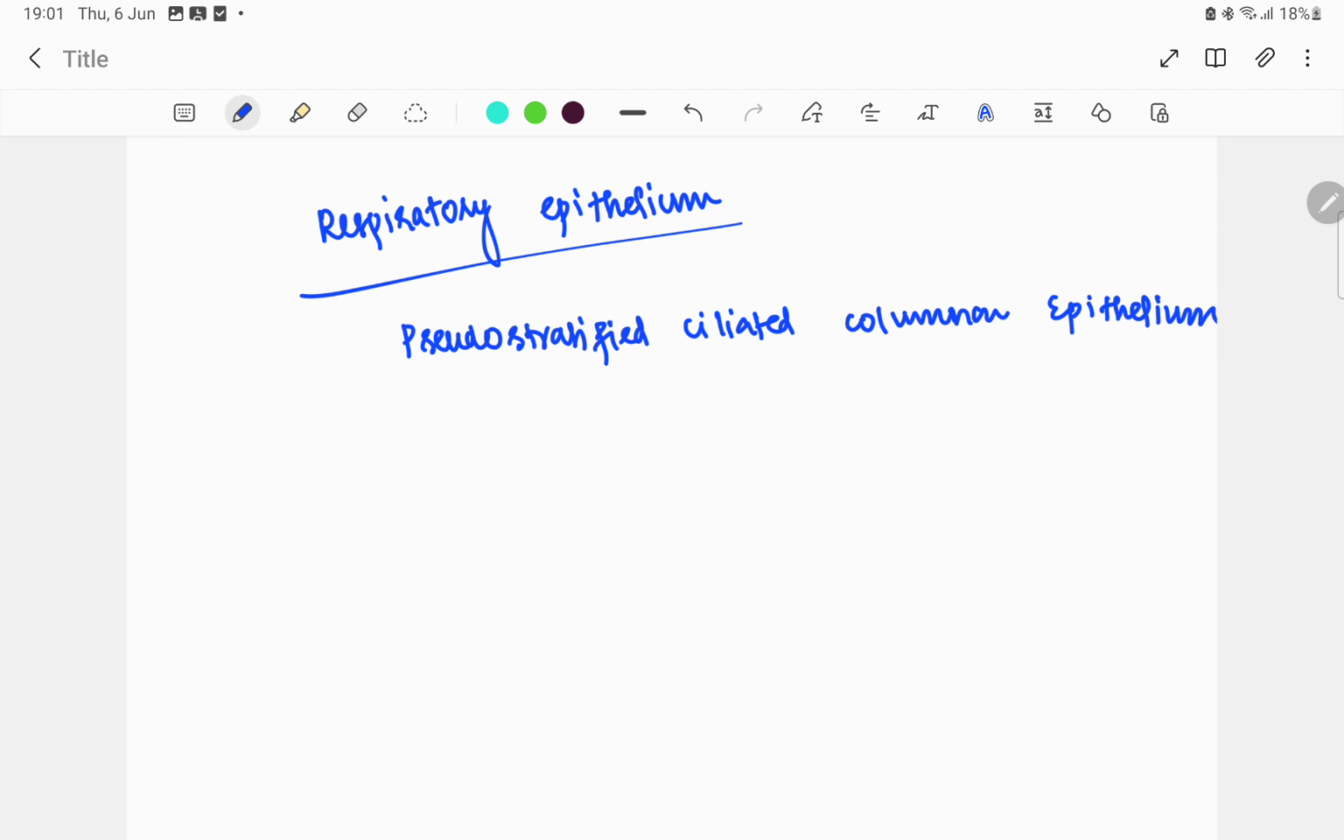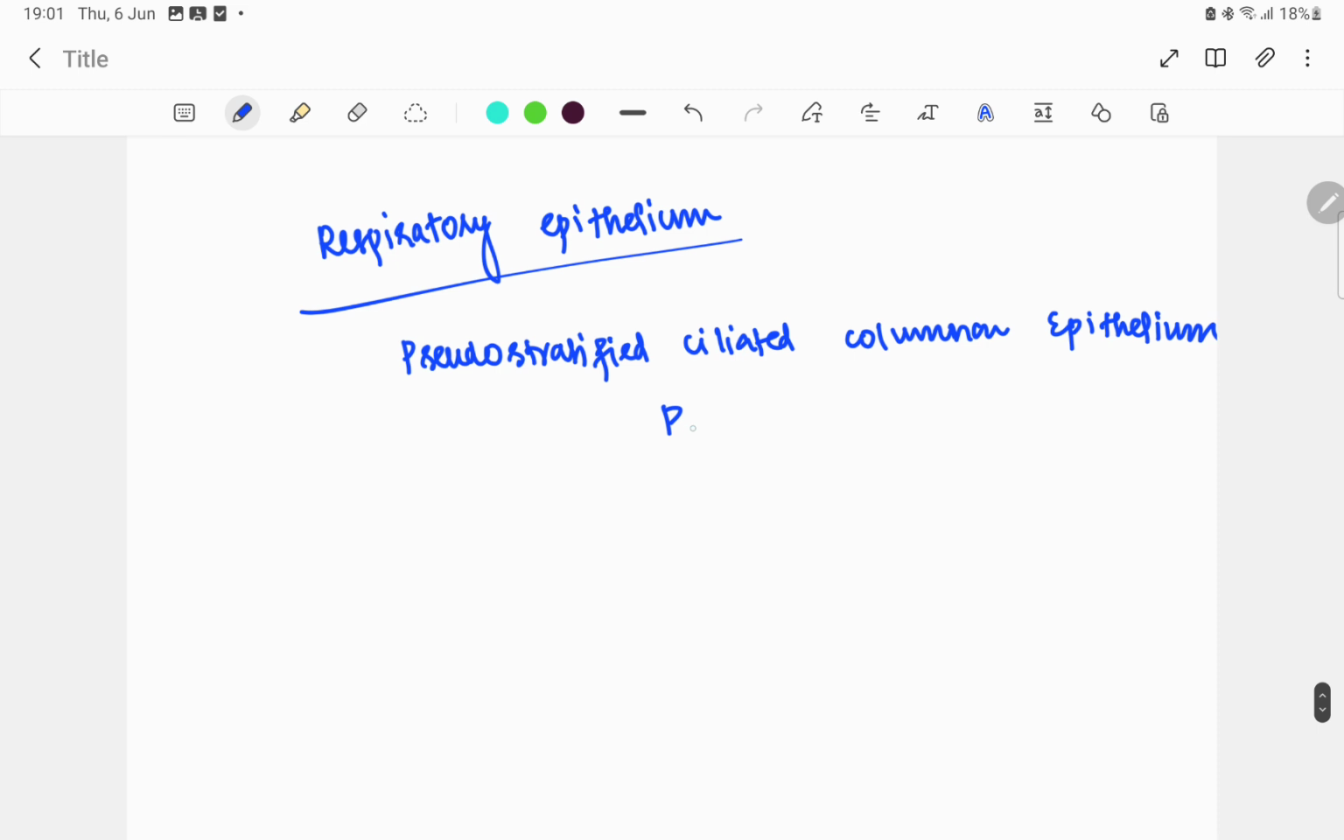This is another very important question for the exam. Respiratory epithelium is called pseudostratified ciliated columnar epithelium. So this is very important. Pseudostratified ciliated columnar glandular epithelium, because it contains mucous cells also. Glandular epithelium. In short, it is called PSCCGE.